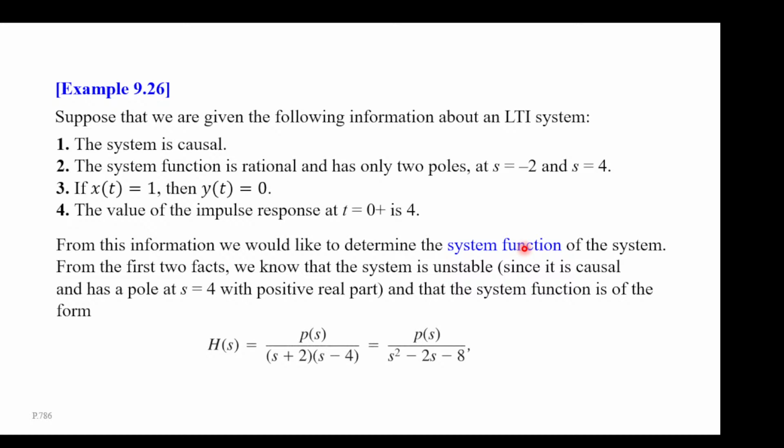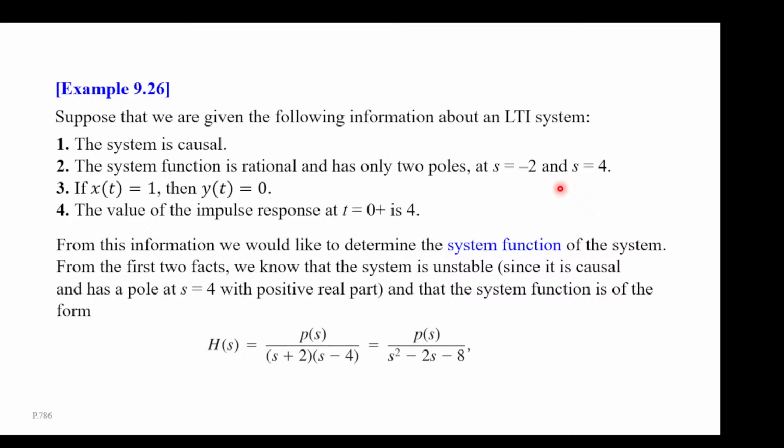And yeah, let's go back to this example, quite complicated, of determining the system function with a whole bunch of random properties given. The four properties are: the system is causal, and the system function is rational and only has two poles, at s equal to -2 and s equal to 4. Also x of t equal to 1 gives y of t equal to 0. And the value of the impulse response at t equal to 0 plus is 4.